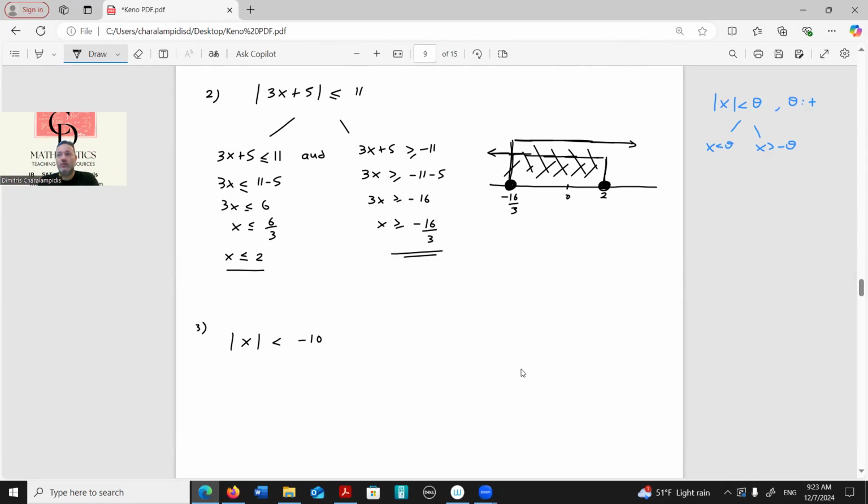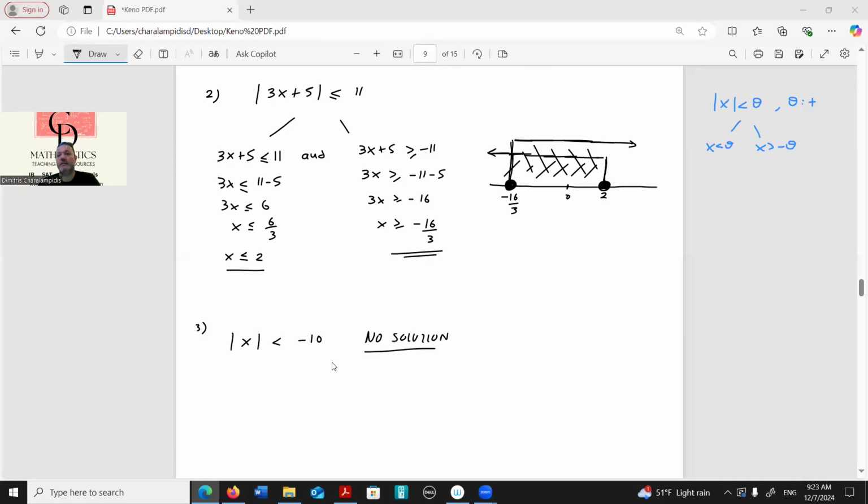Absolute value means distance, and distance is always greater than or equal to 0. So how can a distance be less than something negative? How can something which is by default greater than or equal to 0 be even less than a negative number? Never. It can simply never happen. So in this case, we would say no solution.